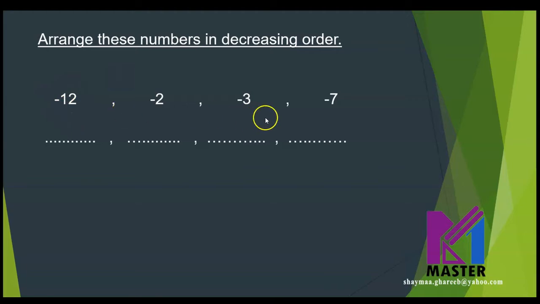This is the sequence we have, and we said decreasing means descending. We are going to start with the biggest number. Which one of these negative numbers is the biggest? It is -2 is the biggest one here. Then -3, then -7, then -12, which is the smallest number here. So the greatest is -2 and the smallest is -12.